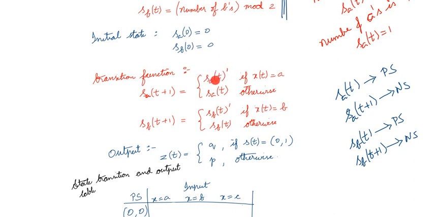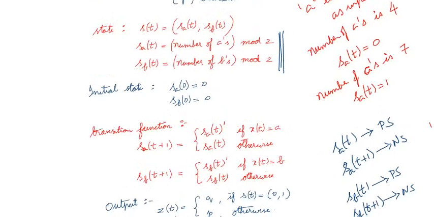That is, the state will keep on toggling. SA of t will become SA of t dash. This is nothing but the complement. The previous value will be complemented. You can clearly see, right? Initially the number of A's is 4, so 4 mod 2 is 0. Next also A, so 5 mod 2 is 1. Next input is also A, so 6 mod 2 is 0. So 0 and 1, whenever A comes one after the other, SA of t will become the complement of the previous one. That is, SA of t plus 1 is equal to SA of t complement. Otherwise, if the input is not A, it is the same value, SA of t.